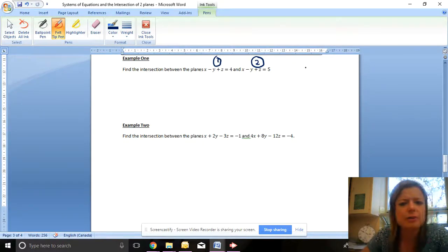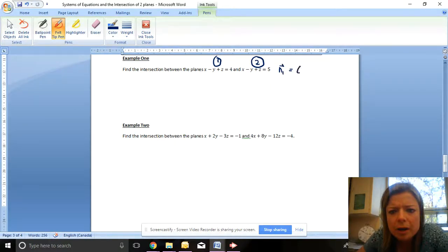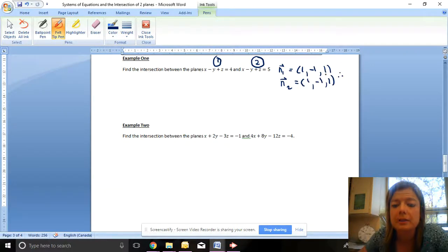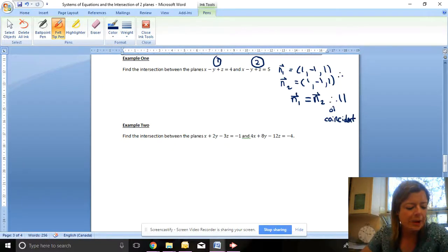So notice that the normals are normal 1 is 1, -1, 1, and normal 2 is 1, -1, 1. So therefore, these planes, like not even just scalar multiples, it's flat out normal 1 equals normal 2. So therefore, they're parallel or coincident. Okay, so we have to figure out which one it actually is.